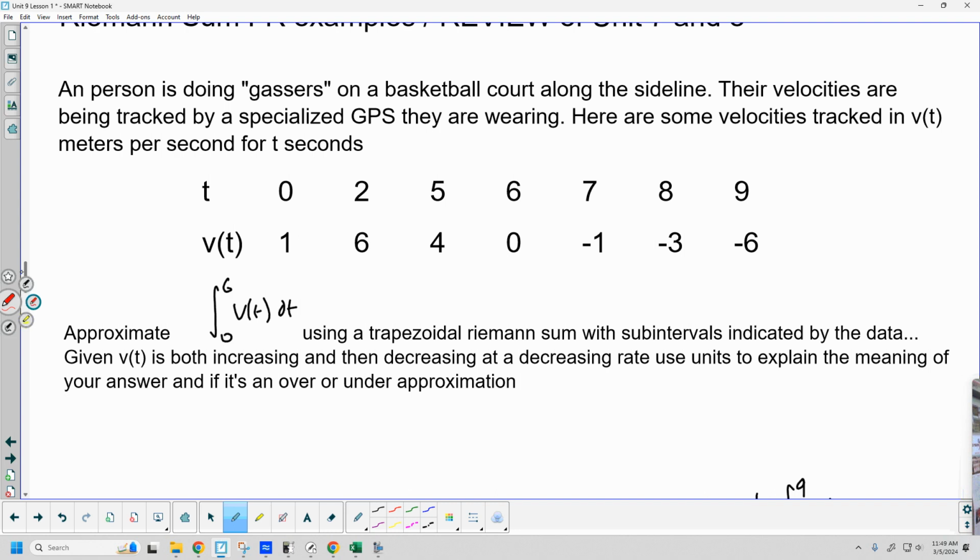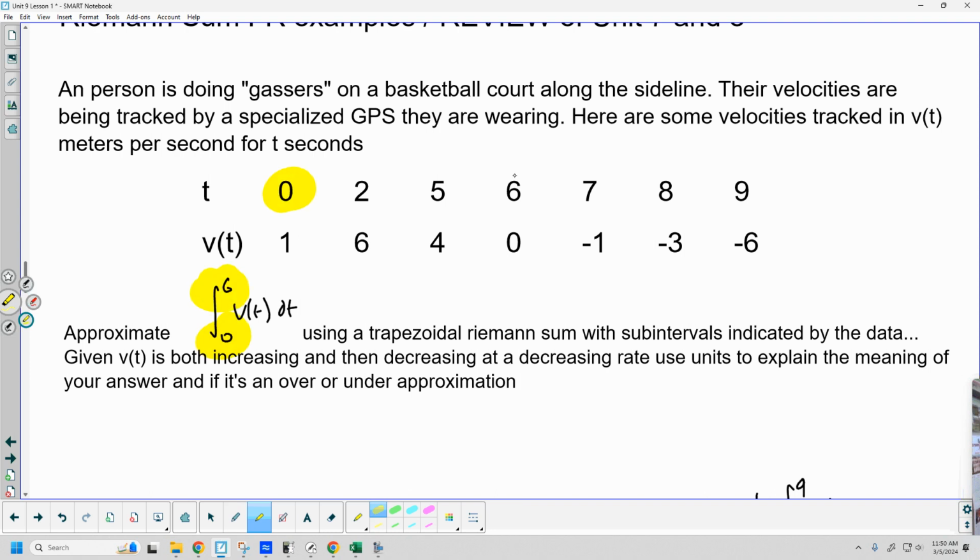Now, here's what we've got to get through to you. The Riemann sum is 1 point. Getting that value, 1 point. Congrats if you get that point. But there are 2 more points in this problem. Given v is increasing and then decreasing at a decreasing rate, use units to explain the meaning of your answer and if it's an over or under approximation. 2 more points. It's not just about getting answers. It's understanding what they mean. So, first things first, pay attention to the fact that we're only going from 0 to 6.